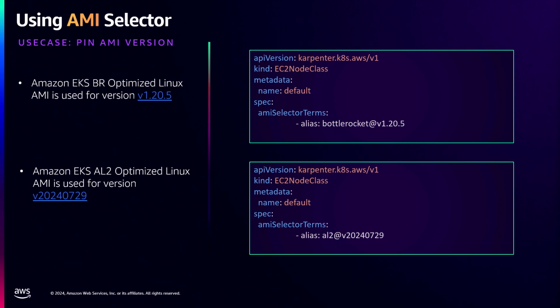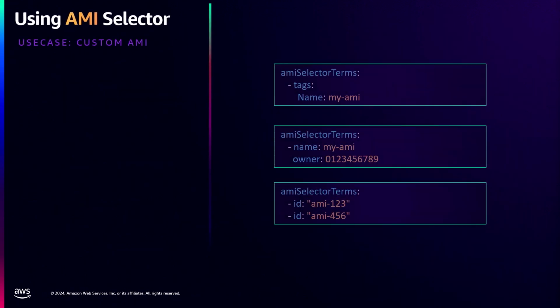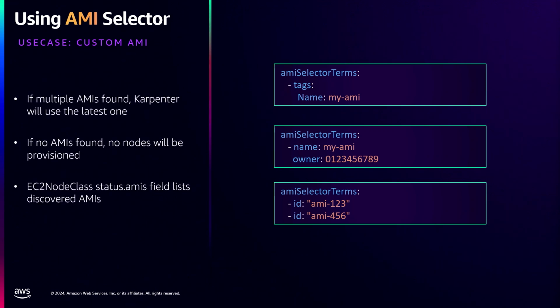What about custom AMI? Karpenter supports custom AMI as well. A lot of my customers use custom AMI. You can select custom AMI using tag, name, owner, as well as ID. If multiple AMIs are found satisfying these conditions, Karpenter will use the latest one. If no AMI is found, no nodes will be provisioned, right? So this part is a little scary. You want to avoid this, and you can: once you deploy an EC2 node class, you can check the status fields for this AMI field, and it will show if the conditions are selecting any AMIs.